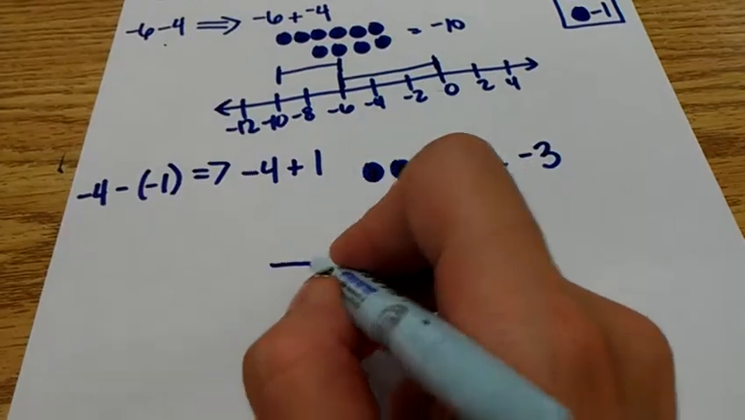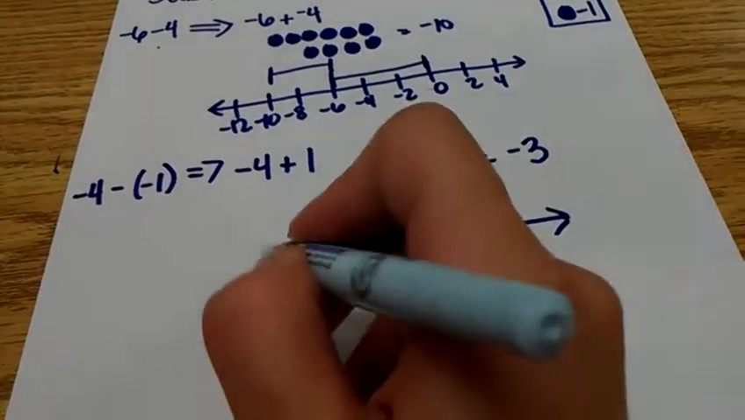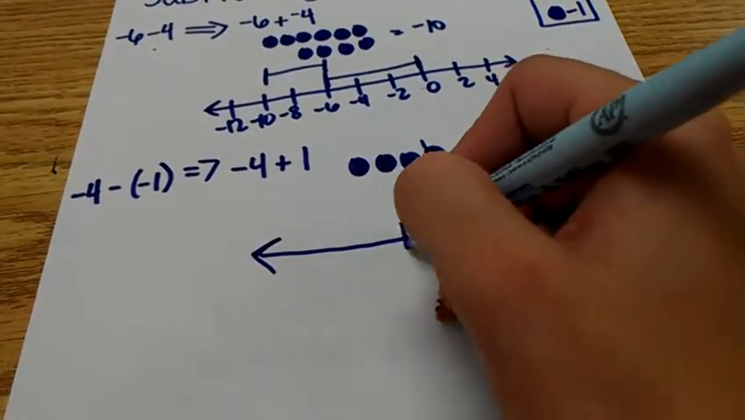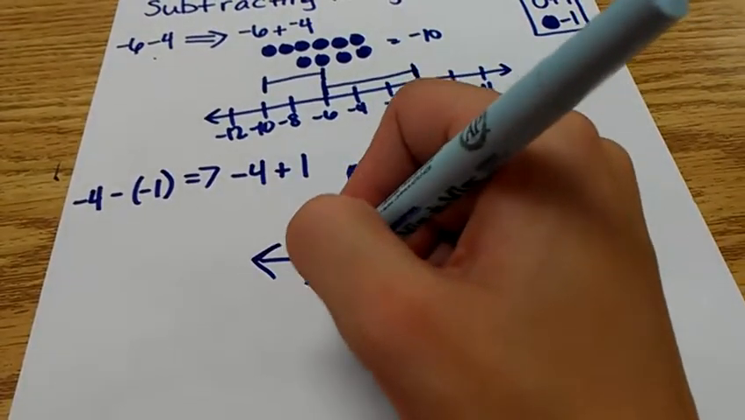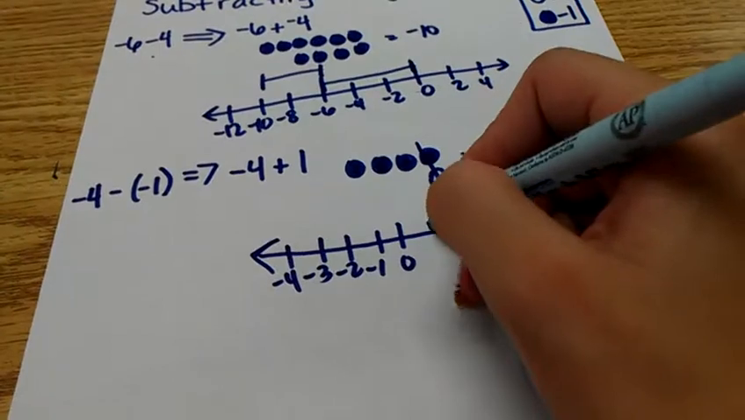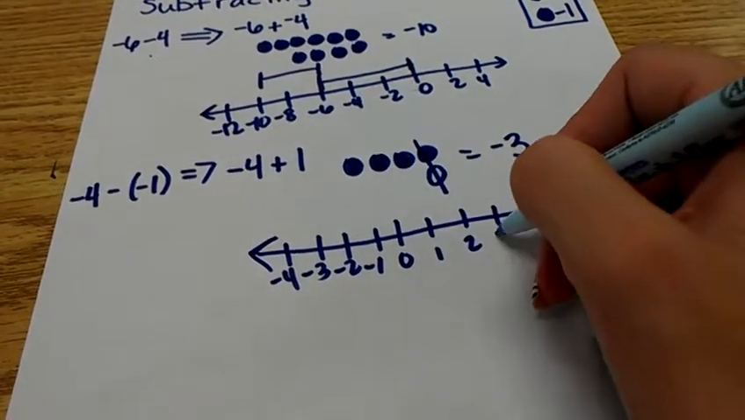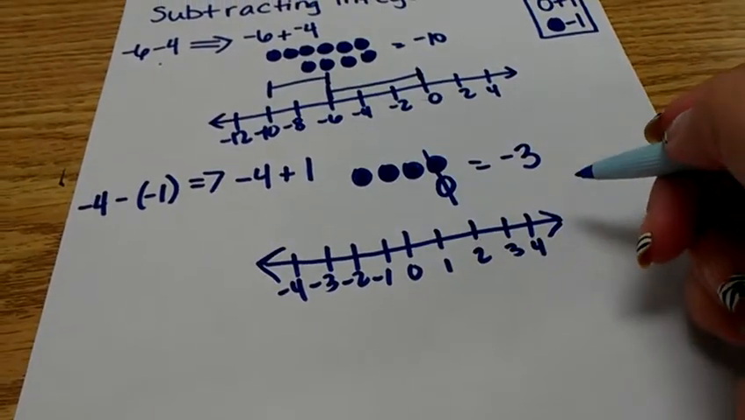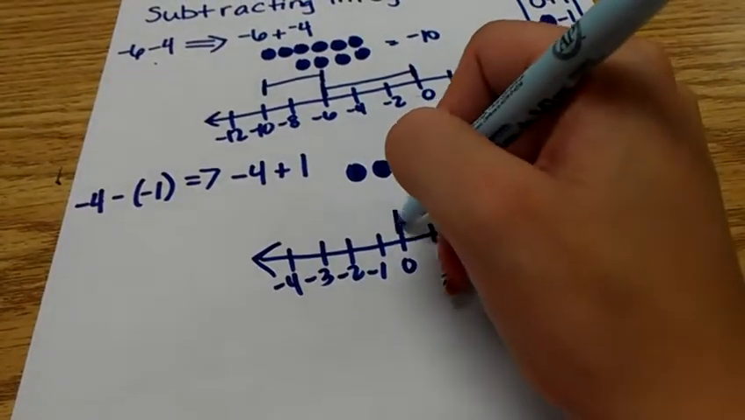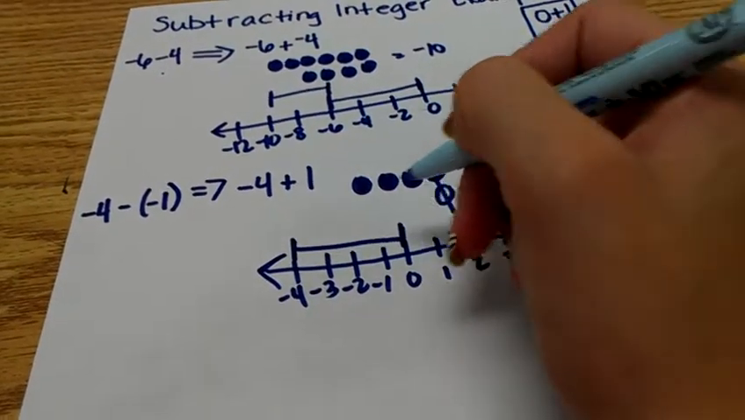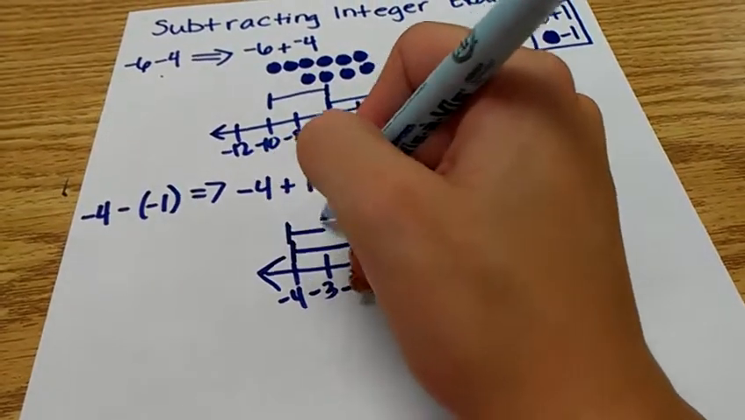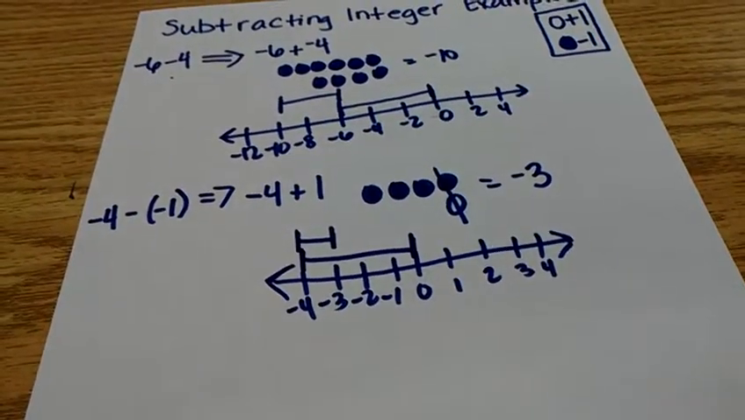Now the number line. So my first move says go to -4. So I'm going to start at 0 and I'm going to go back to -4. Then it says to go +1. So I'm at -4, I go +1, I land at -3.